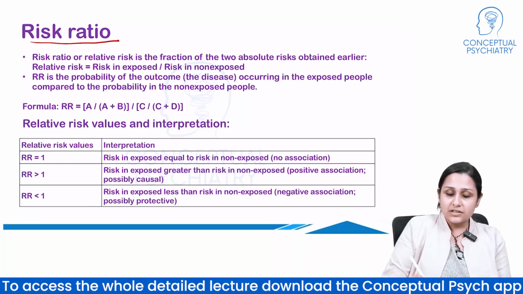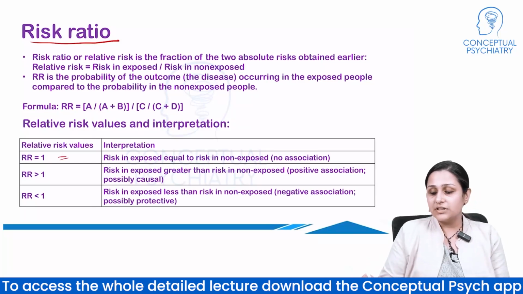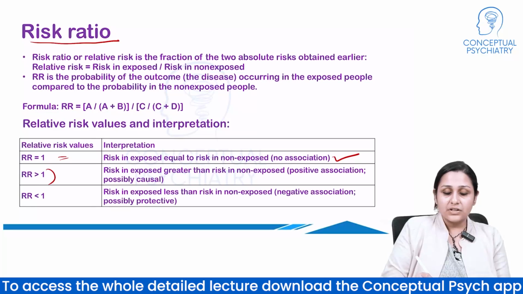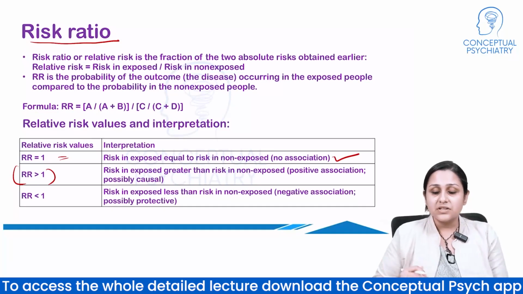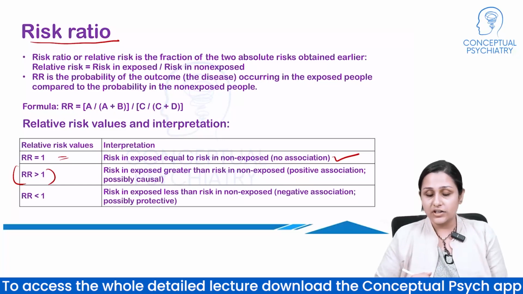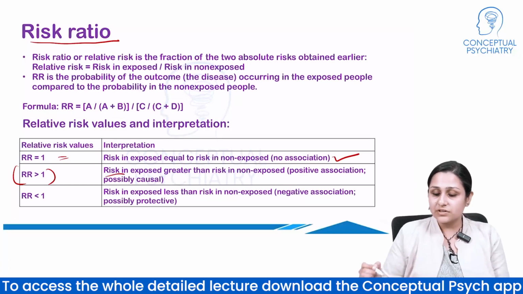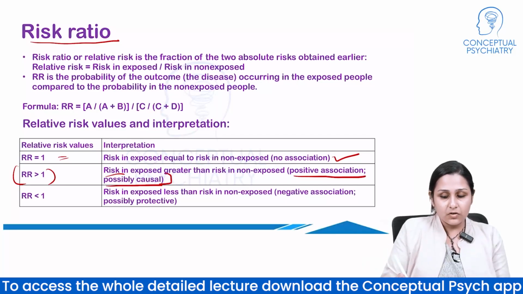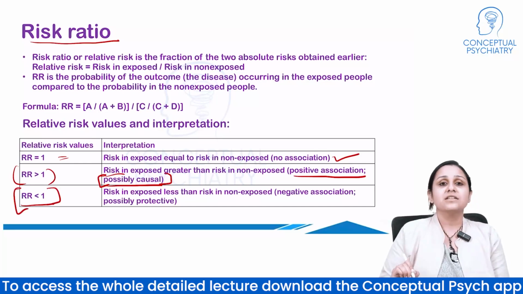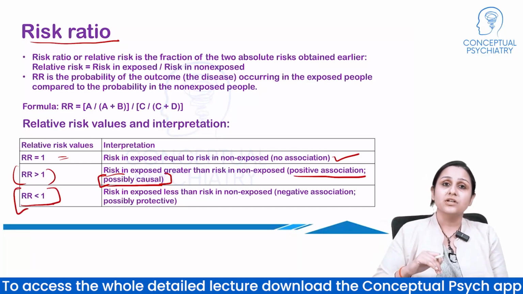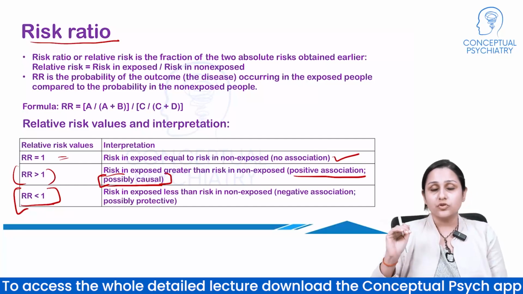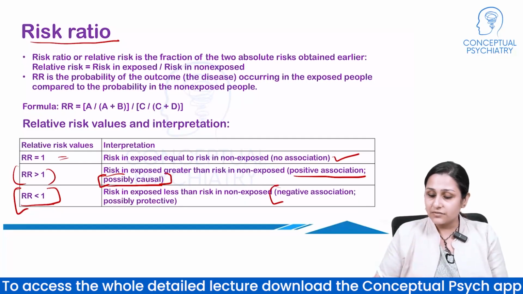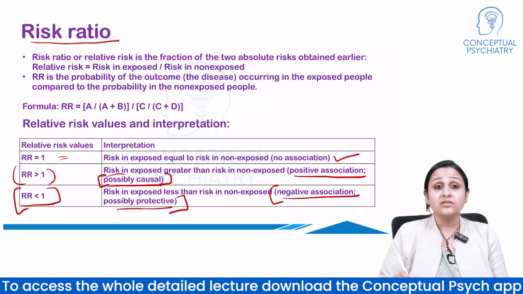If the RR is equal to 1, the risk is equal. That means there is no association. If the RR is more than 1, that means the probability of the disease is more in the exposed versus the non-exposed. Then the risk in exposed is greater than risk in non-exposed. It's a positive association. So possibly causal, not definitively, but possibly causal. If the RR is less than 1, which means the risk in the exposed is less than the risk in the non-exposed of developing the disease, then it's a negative association and possibly the exposure is protective.